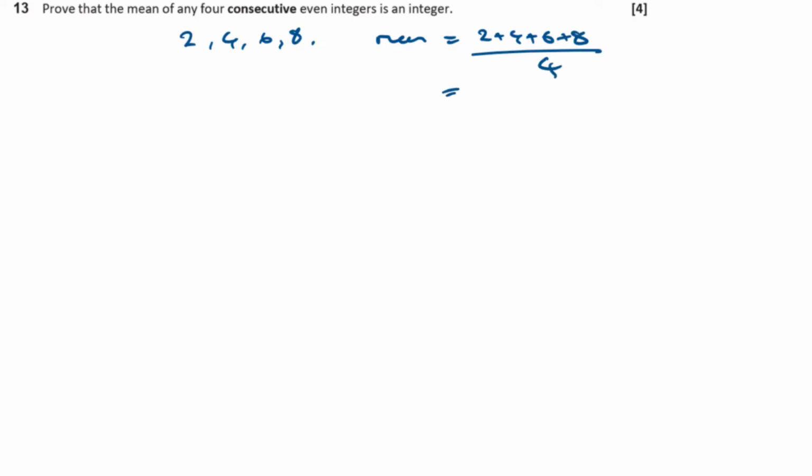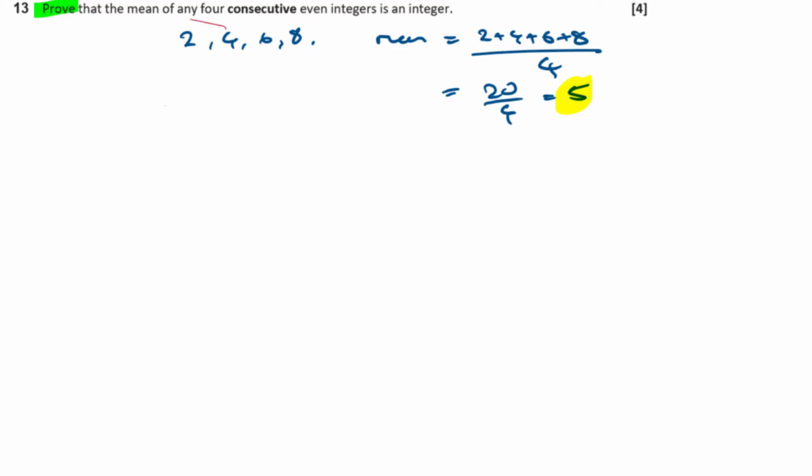So 2 plus 4 is 6, plus 6 is 12, plus 8 is 20. I'd get 20 over 4, which is 5. Is it an integer? Yes, it is. It's a whole number, okay? Now, it works for 2, 4, 6, 8, but I don't really want to try this over and over again for every possible combination of 4 consecutive even numbers. So to prove something like this, you need to use algebra, okay?